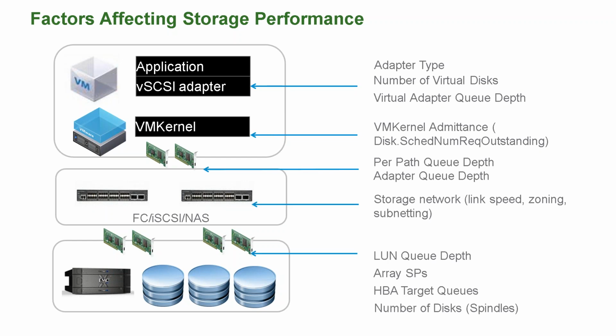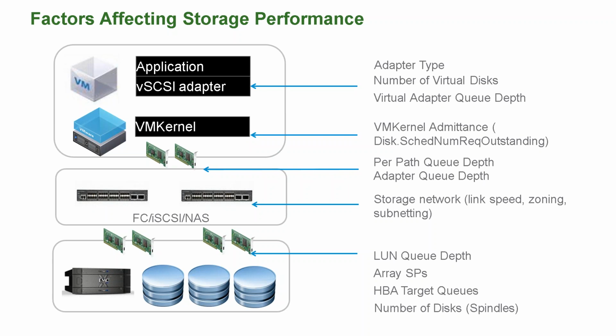If you're looking at my representation here, each of these components at each of these layers has its own different queue length. The array, the storage processor, your HBA, your LUN, all of them have their queue depth. I will explain what that does shortly.